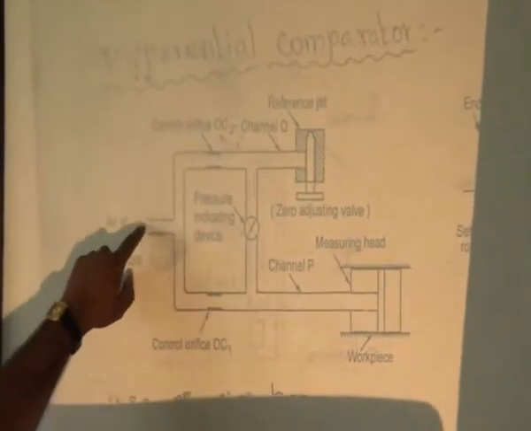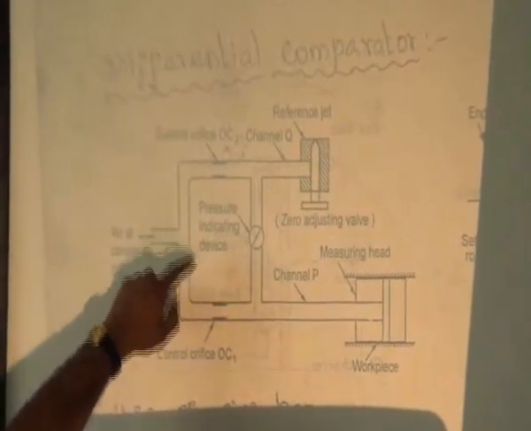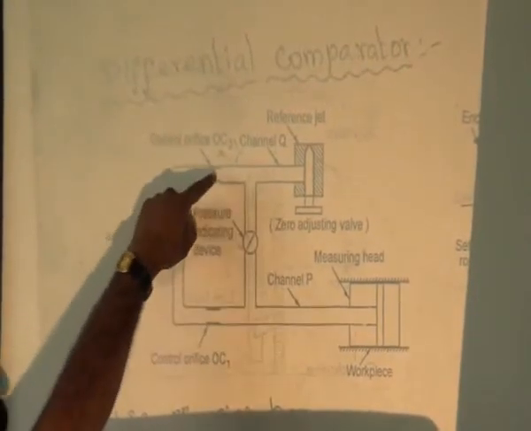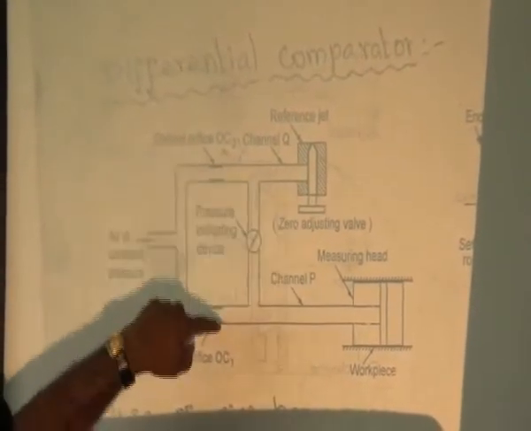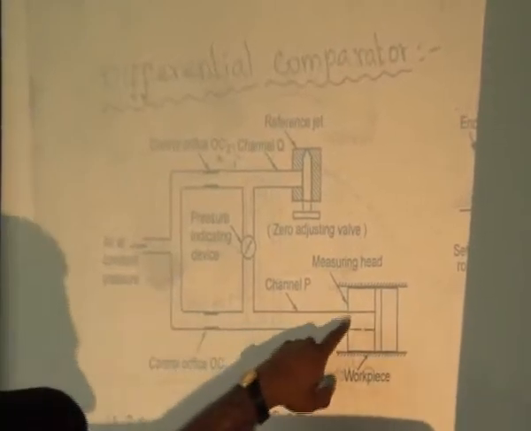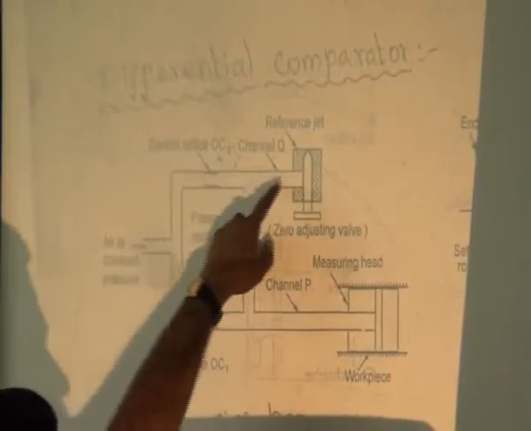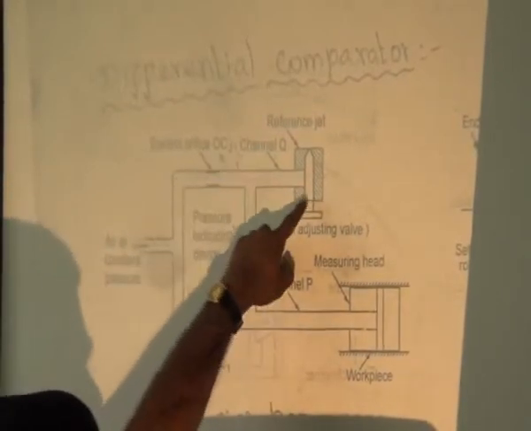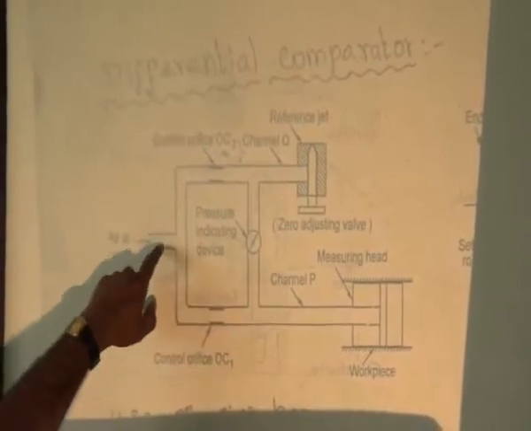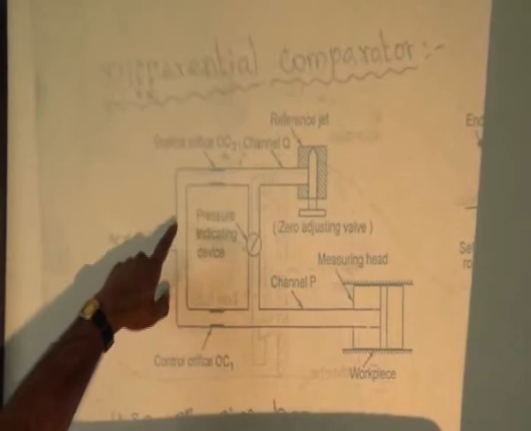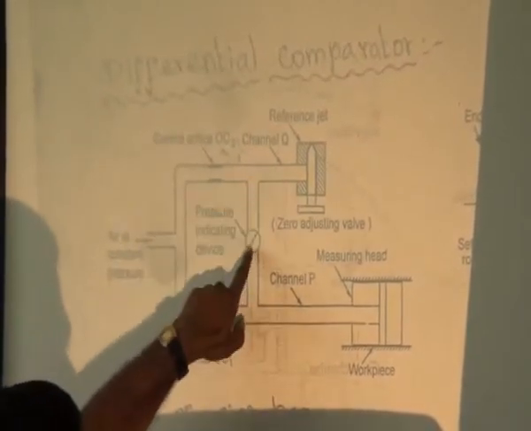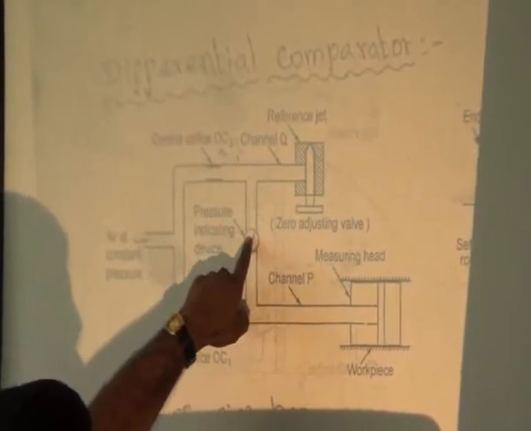Here air at constant pressure enters inside. It has two control orifices, orifice 1 and orifice 2. One control orifice is used to measure the workpiece, and the other control orifice is used to set the 0 level. First, to set the 0 level using this control orifice, the air enters here. Now we have to measure the value on the pressure indicator.